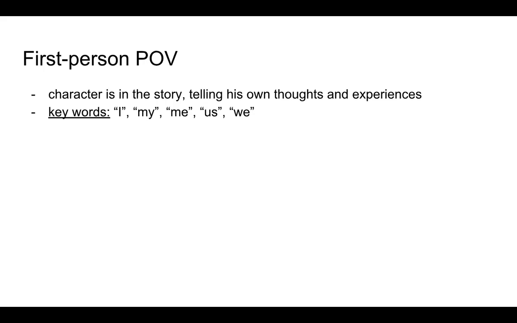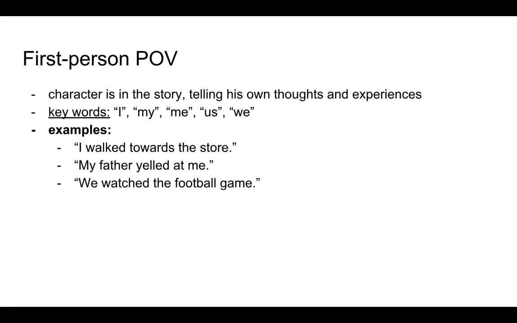So to start with first person point of view. First person point of view is when the character is in the story and is telling his or her own thoughts or experiences. Some keywords to look for when you're identifying first person point of view is I, my, me, us, or we. For example, I walked toward the store.